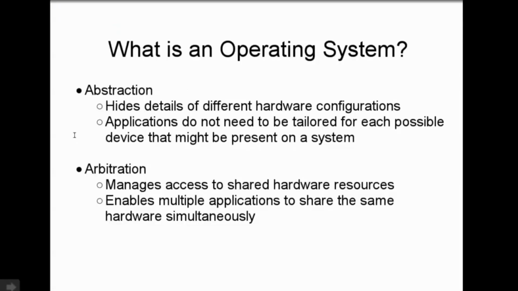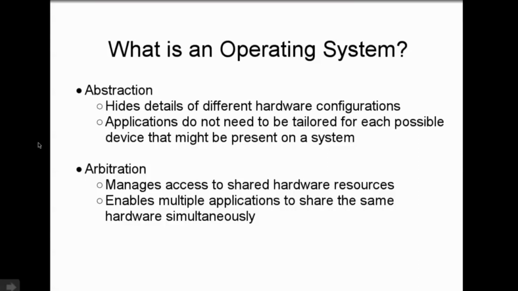Now, what's an operating system? Well, it's a layer of software that provides two important services to a computer system. It provides abstraction and arbitration. Abstraction means hiding the details of different hardware configurations so that each application doesn't have to be tailored for each possible device that might be present on the system.